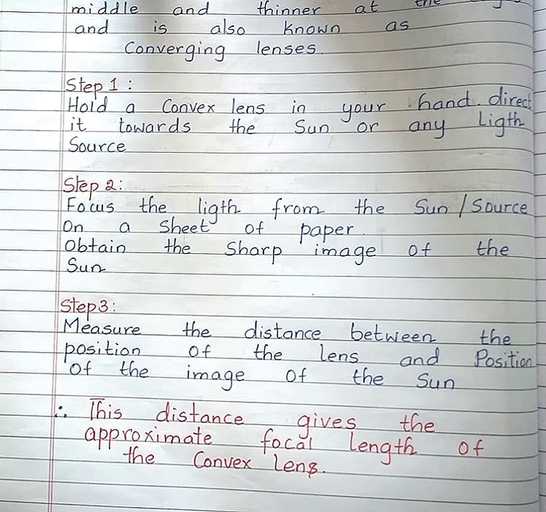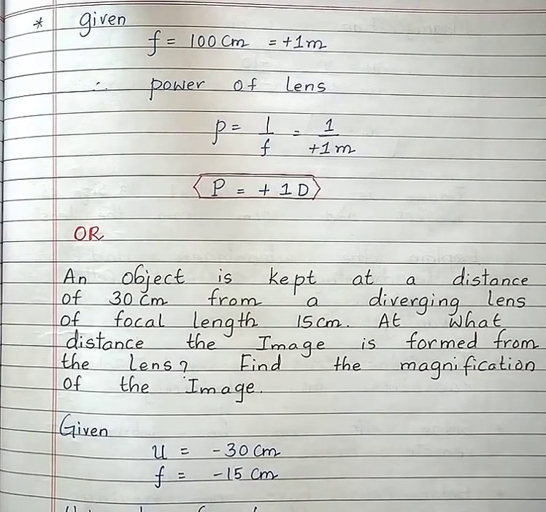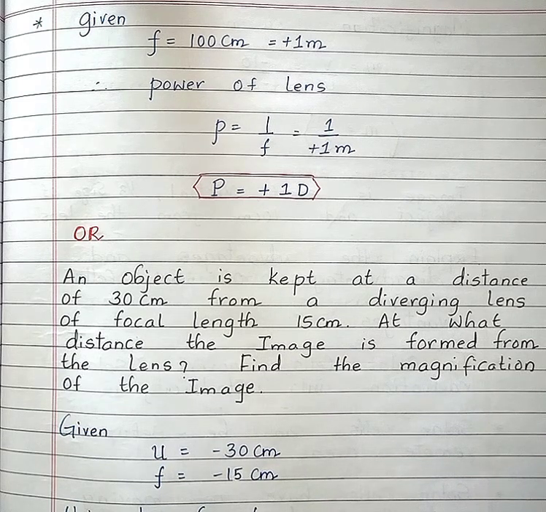Now, in this sub-question, we need to find out the power of the convex lens. Given focal length equals 100 cm. Converting it in terms of meters, 1 meter.